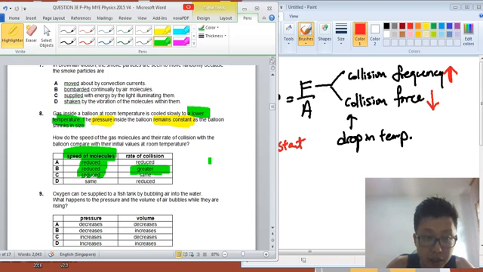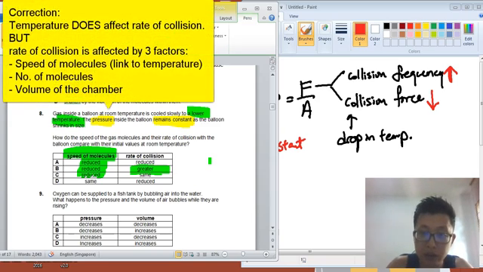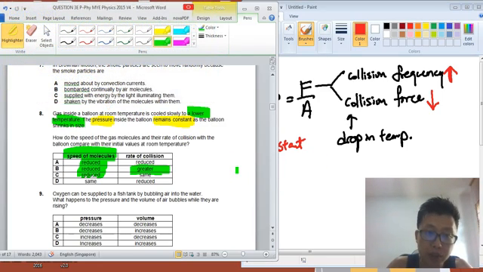So the trick here is that many students thought that when temperature is lower, both the speed of molecule and the rate of collision will be affected. Now that is not true. The temperature only affects the speed of molecule. As for the rate of collision, which is also known as the frequency of collision, it is actually affected by two things. Number one is the number of molecules. Number two is the volume. Okay, so do not have the assumption that temperature will also affect the rate of collision.